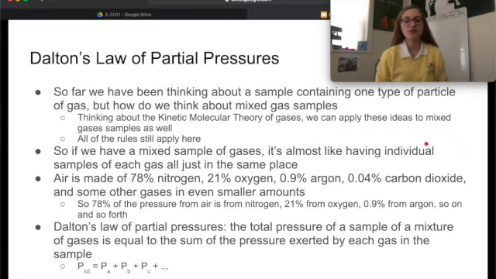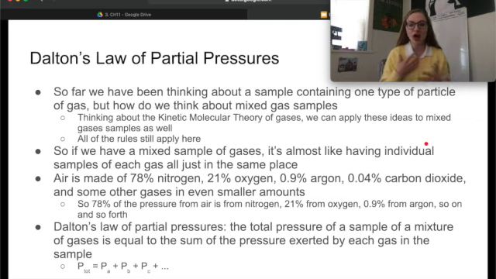Okay, so the first law that I want to talk to you guys about is called Dalton's law of partial pressures. To me, as we're talking about pressure here, it's kind of the first one, and it's pretty easy and makes straightforward sense to me, at least. So let's talk a little bit about it.